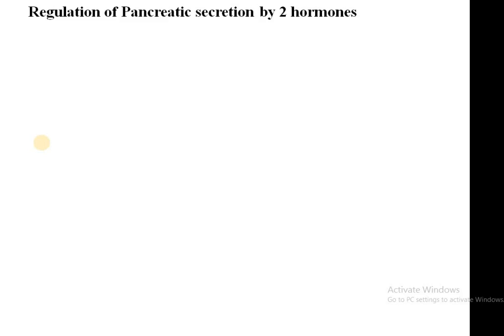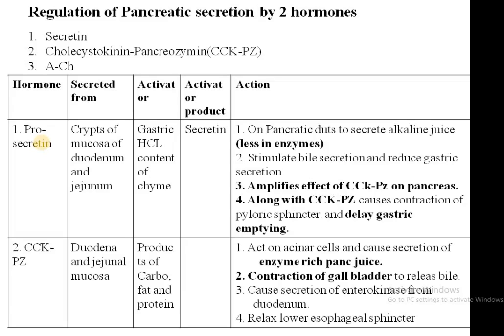Now the regulation of pancreatic secretion is mainly by two hormones, or you can say three hormones. They are secretin, cholecystokinin-pancreozymin, and acetylcholine. I told you in the beginning that acetylcholine is released by the nerve endings of the parasympathetic nerves, and they act on the zymogen granules of the pancreas and cause the release of pancreatic enzymes.